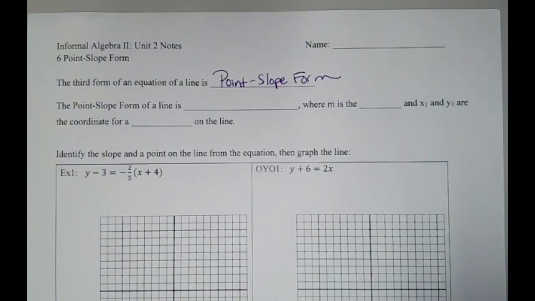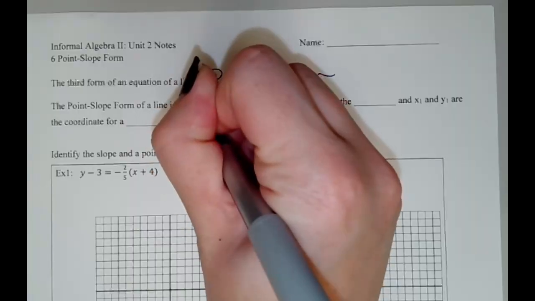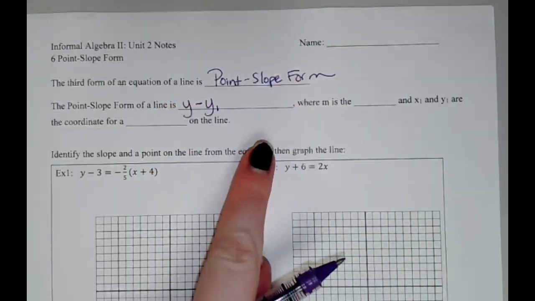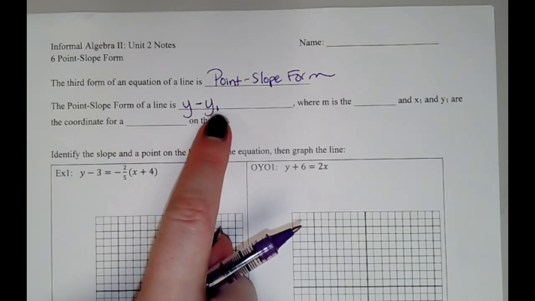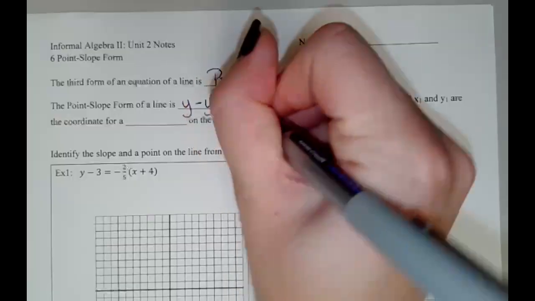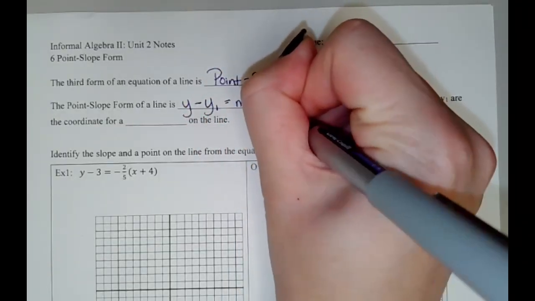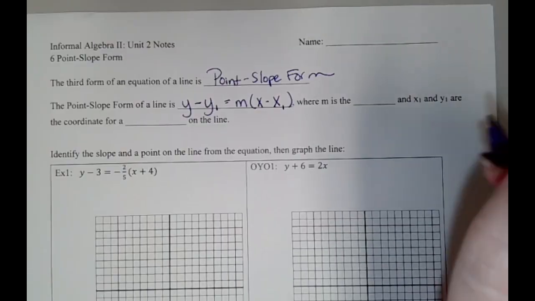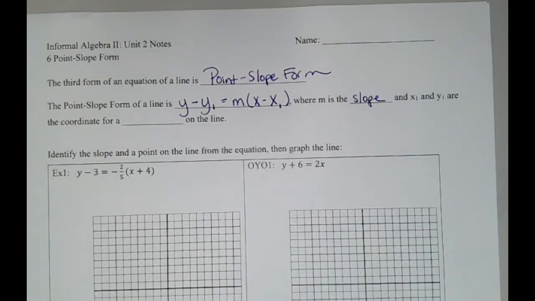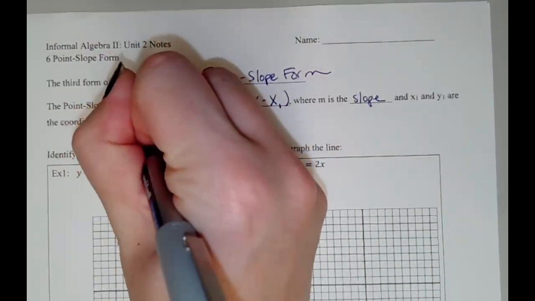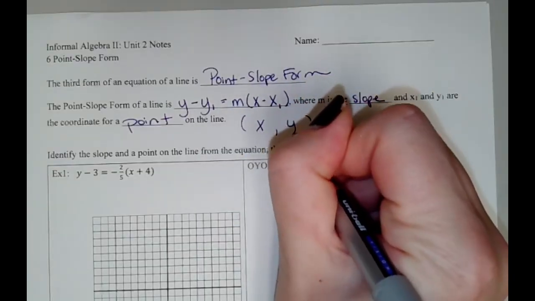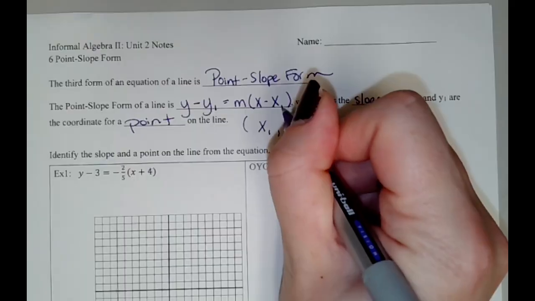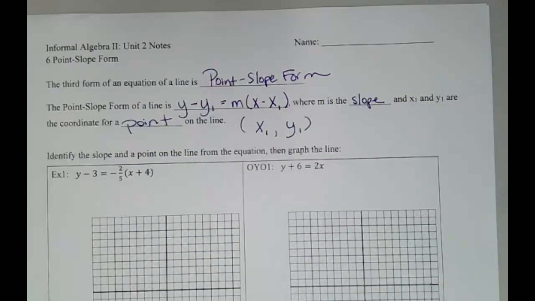The point slope form of a line is the following equation: y minus y1 (that's called a subscript, so the number should be smaller and in the bottom right-hand side of your letter) equals m times x minus x1, where m is the slope and x1 and y1 are the coordinates of a point on the line. So remember, any coordinate is x comma y. We are going to put x1, the number right here, and y1, the number right there.